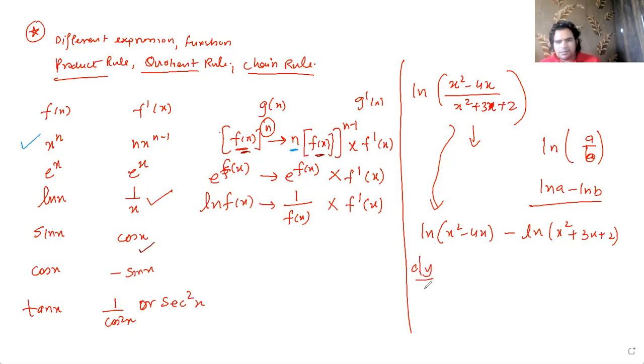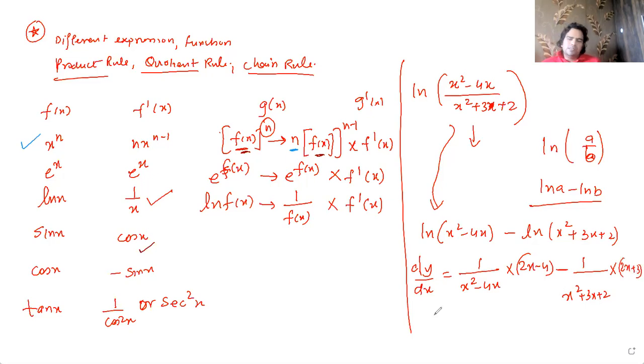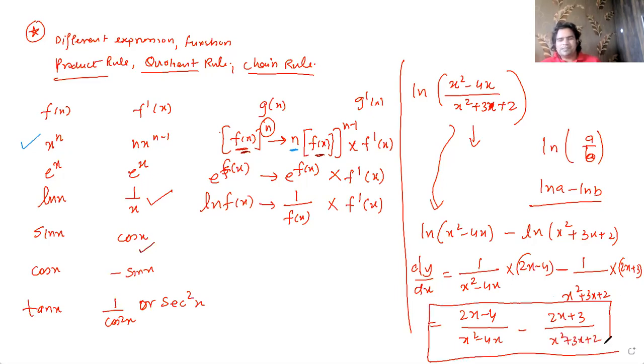dx in this case is going to be 1 over (x squared minus 4x), 1 upon f(x), into 2x minus 4, that's the first part, minus this derivative now, 1 upon the child function, x squared plus 3x plus 2, into the derivative of the child function, which is 2x plus 3. And of course, you can write this as (2x minus 4) over (x squared minus 4x) minus (2x plus 3) over (x squared plus 3x plus 2). So that makes our life much easier.